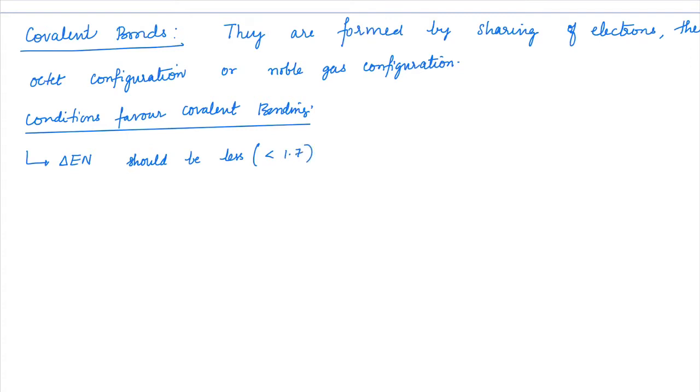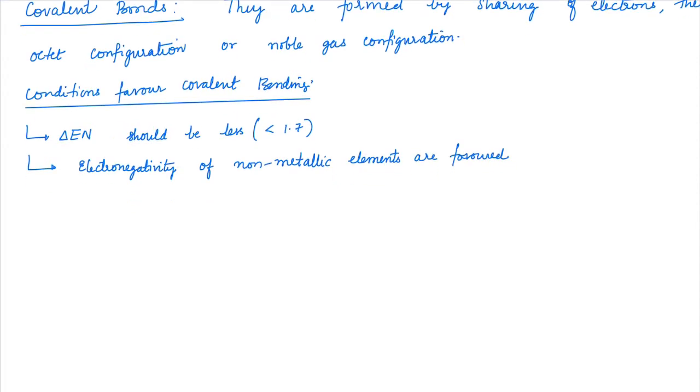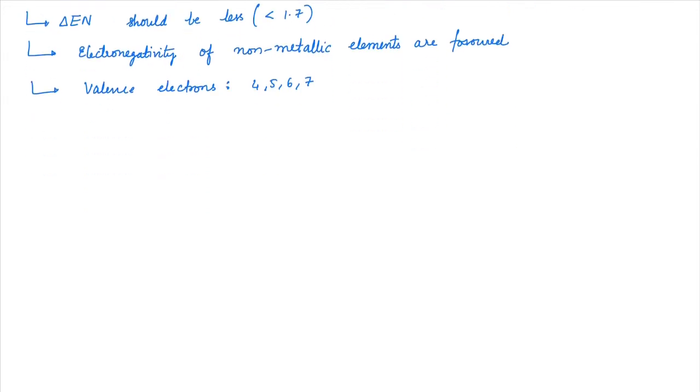Okay, and electronegativity of non-metallic elements are favored. That means elements which are more non-metallic are usually favored here. Okay, valence electrons in this element should be 4, 5, 6, 7 and so on. For instance, carbon, nitrogen, oxygen, fluorine. They would usually show a lot of covalent character.